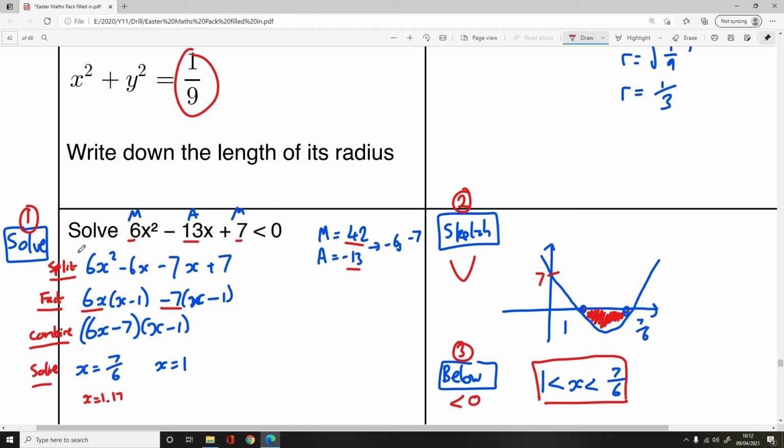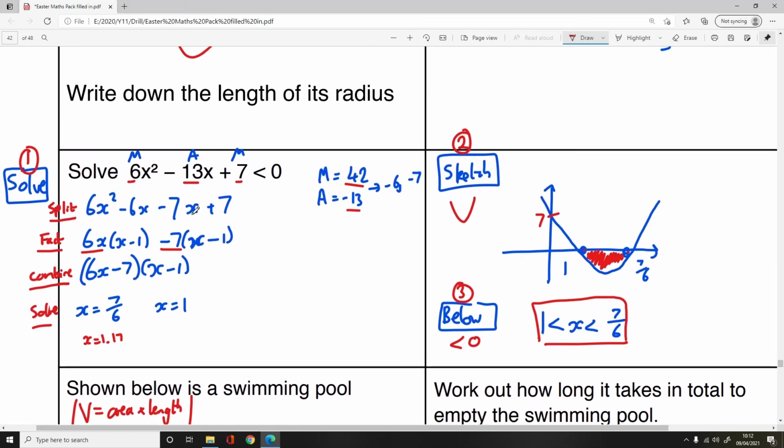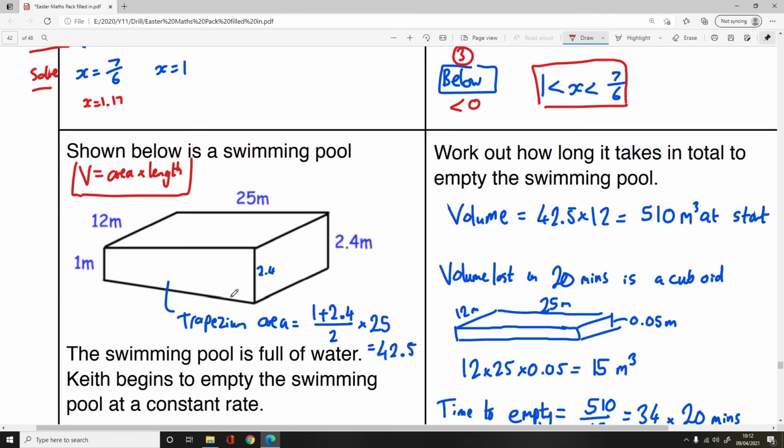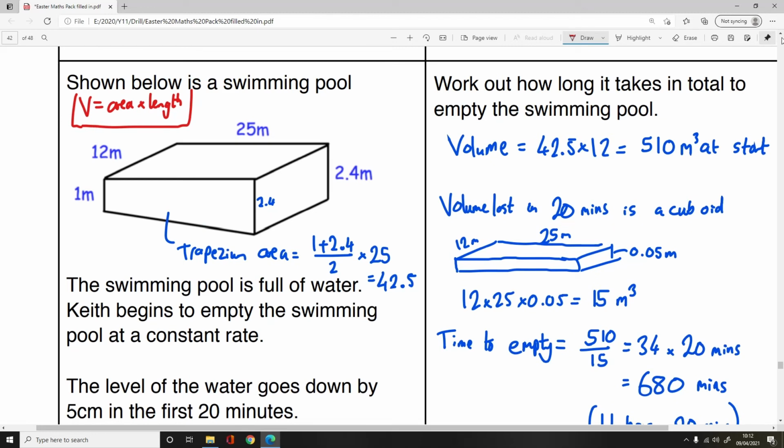So yeah, quadratic inequality, you've got to go through all 3 of them steps to get full marks. It's very much an end of paper question. But I think you could all do the first part. And then the last question wasn't too bad. Looked difficult, but wasn't actually too bad in the end.